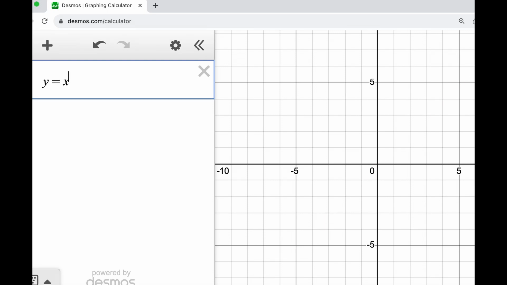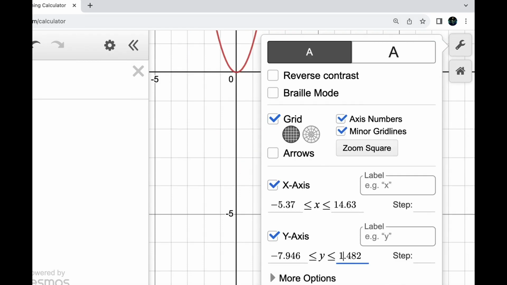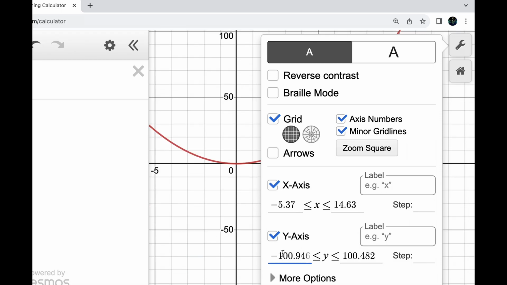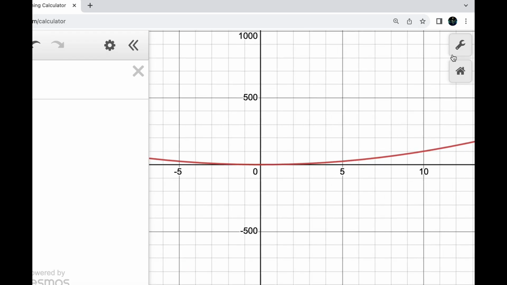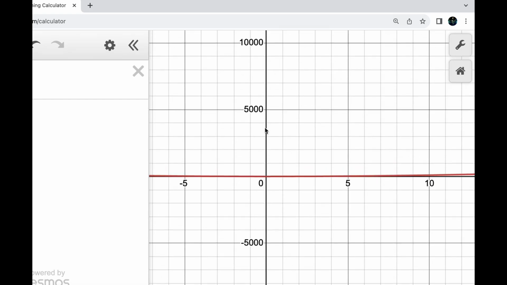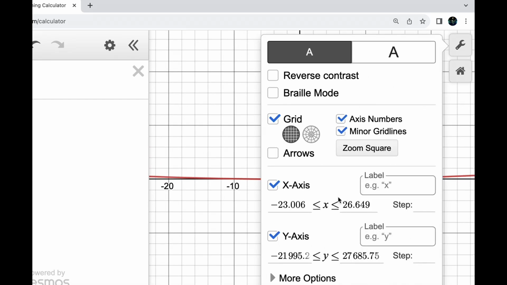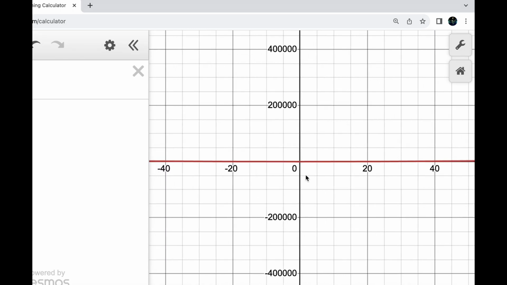Here's the graph of y equals x squared. I'll try to flatten it down to the x-axis to see the domain. It's getting flatter. Okay, now it's pretty flat. So we can see the domain is any x value from negative infinity to infinity.